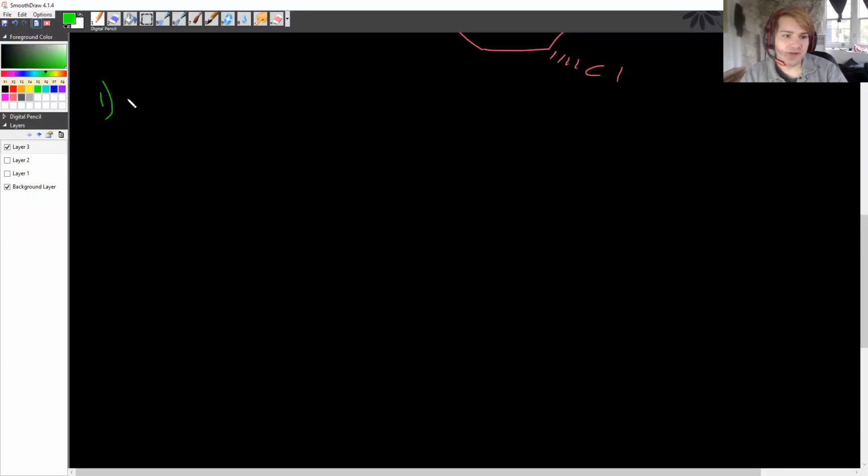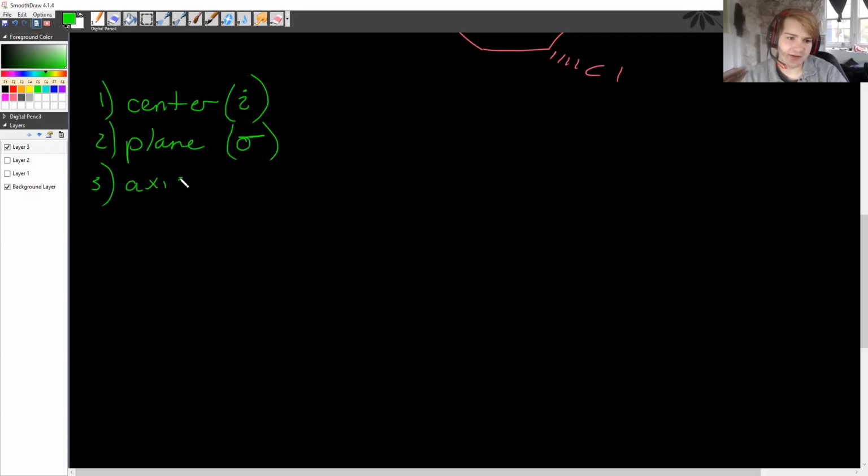So once again, just to fill these in, we have the center of symmetry, which sometimes you'll see labeled as I. We also have the plane of symmetry, which sometimes you'll see written as, I think that's sigma. And you have the axis of symmetry, which you'll see written as N. Just so that way, if you're ever reading this and you see all these weird words, you know what's going on.